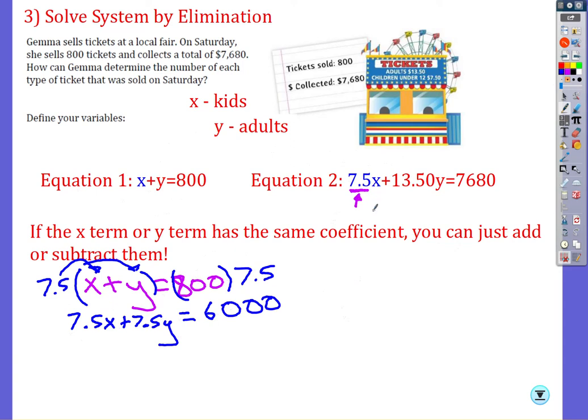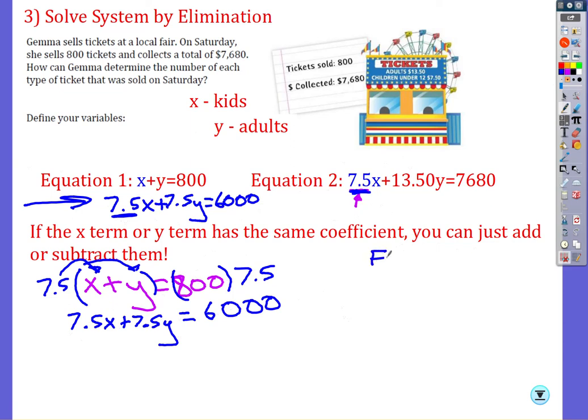So now let me show you what I mean. Equation 1, we've rewritten it. x plus y equals 800 is the exact same equivalent equation as 7.5x plus 7.5y equals 6,000. So step 1, I rewrote equation 1 so that one of these terms has the same coefficient out in front. 7.5, 7.5, they match up. Now I'm going to take equation 1 and subtract it off from equation 2.